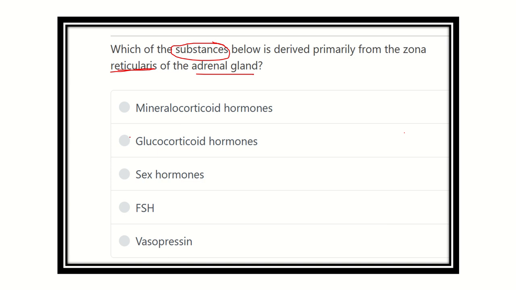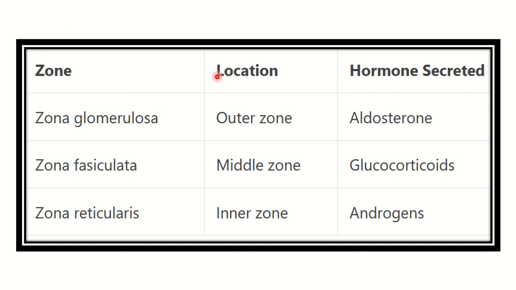The adrenal gland is anatomically divided into different parts. Also histologically they are divided into different parts, and from the different parts different types of chemical substances are released. Here the options are mineralocorticoid hormone, glucocorticoid hormone, sex hormone, follicle stimulating hormone, and vasopressin. So we have to find out the hormone released from the zona reticularis of the adrenal gland. First of all, let's see the adrenal gland.